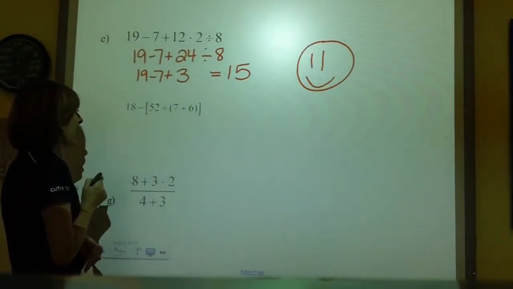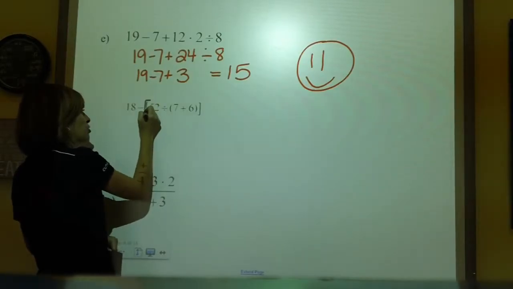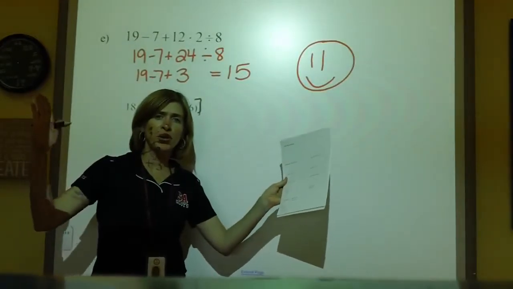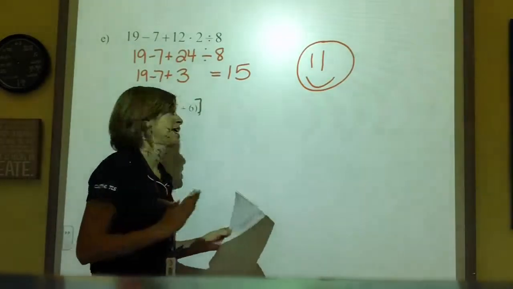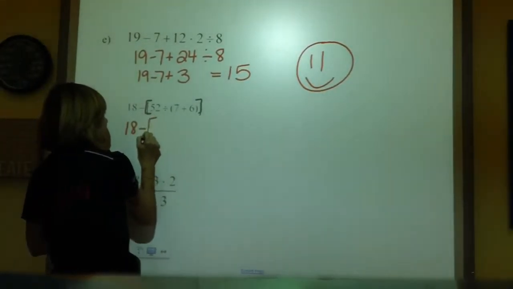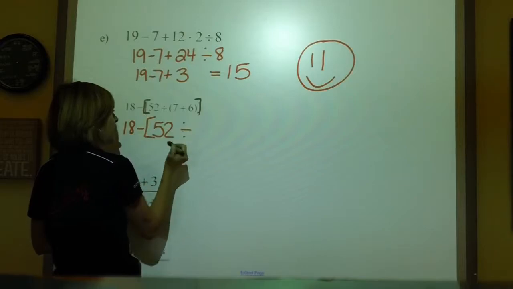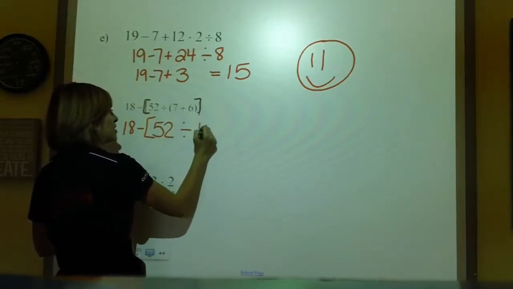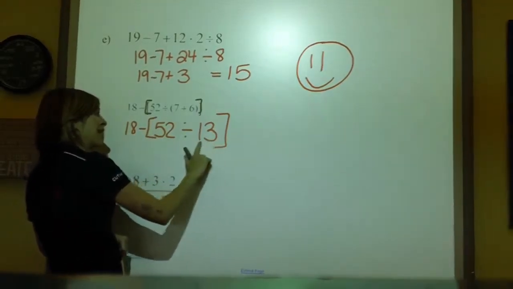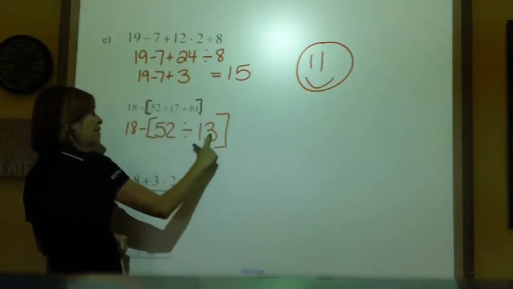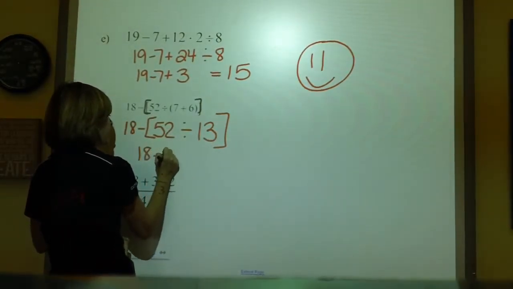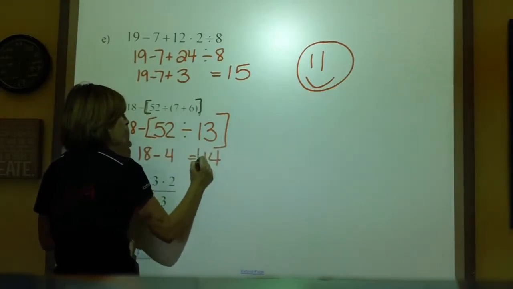All right, moving on. 18 minus, oh, there's those brackets. Now I've got brackets and parentheses. You always want to go to the innermost first. So we've got 18 minus 52 divided by 7 plus 6, which is 13, okay? Now I go to the next set of brackets. 52 divided by 13 is 4. So 18 minus 4, which gives me 14.